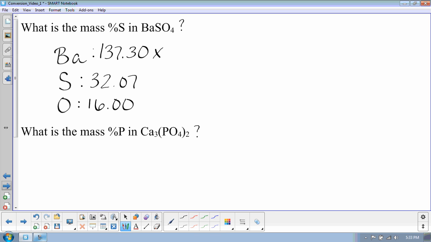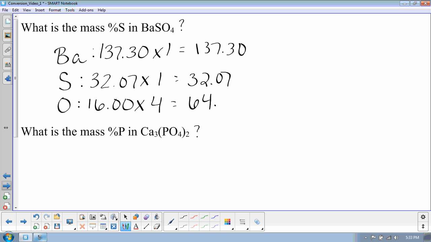So now we're going to look at what we have. We have one barium, we have one sulfur, and we have 4 oxygens. So I have 137.30. I have 32.07 grams of sulfur. And now I have 16 times 4 grams of oxygen, which is going to be 64 grams. So now I'm going to add them all together. So it's going to be 64 plus 32.07 plus 137.30. I'm going to end up with a total of 233.37 grams per mole.